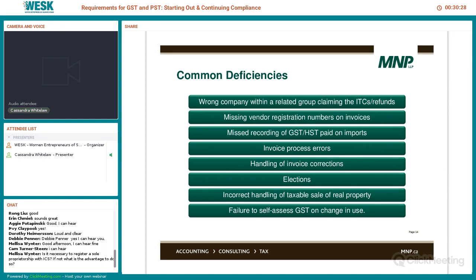refund. Another thing that's really big that we see is that a vendor hasn't put their GST registration number on their invoice. So in order to claim the input tax credit, you do need that information. And then just a couple of other things, processing errors, correcting invoices, and as well any failures to self-assess GST. So there are certain circumstances where if you've changed the way you're using an asset, you may have to pay GST. And so we often see those get missed.